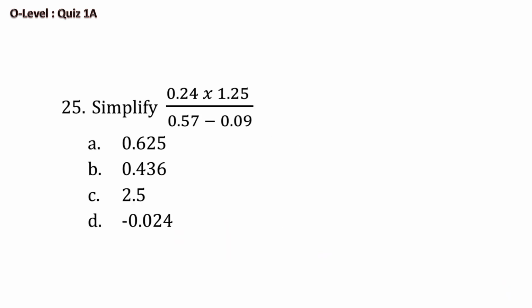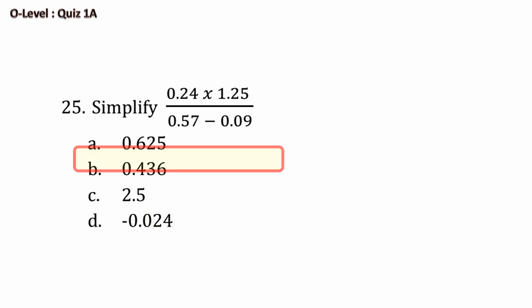And the last question reads, simplify 0.24 times 1.25 divided by 0.57 minus 0.09. Here you must note, this is a tricky question, and many students just go like this: 0.24 times 1.25 divided by 0.57 minus 0.09. You are going to fail it because it's a trick.